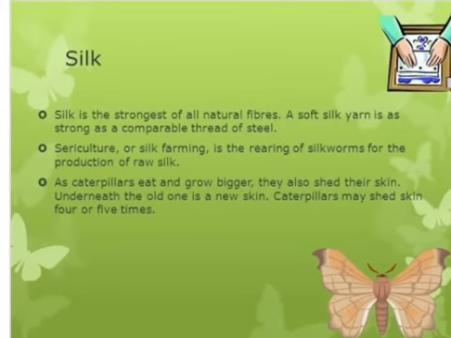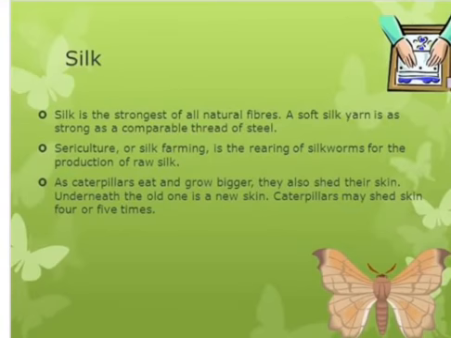Next we'll talk about the silk fiber. Silk is the strongest of all natural fibers. Silk is a natural fiber and it is the strongest fiber amongst all natural fibers. The soft silk yarn is as strong as a comparable thread of steel. The strength of silk fiber can be compared with steel wire, steel thread.